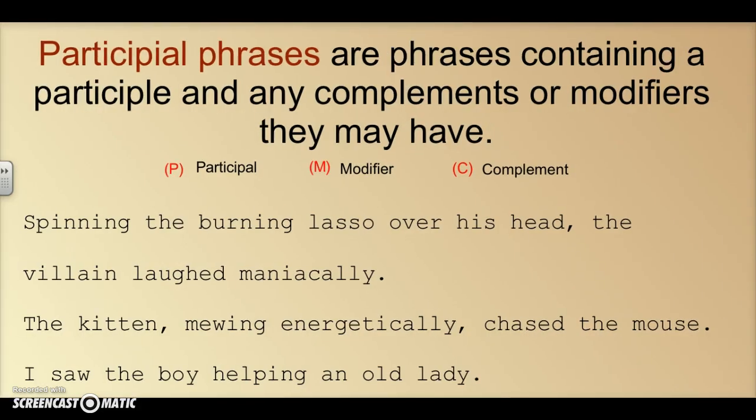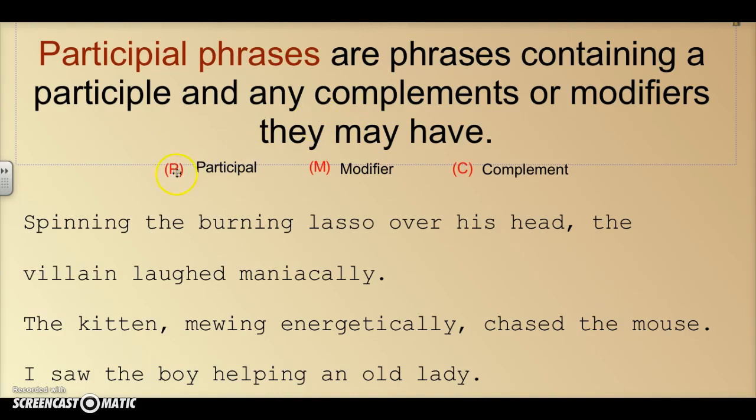Now, participial phrases are phrases that contain both the participle and any complements they may have, and any modifiers they may have. Although it doesn't have a subject and an action and a direct object, they may have complements because a lot of participles are, by nature, transitive verbs or linking verbs. So a complement may be something that is getting linked to or having an action seemingly done to it.